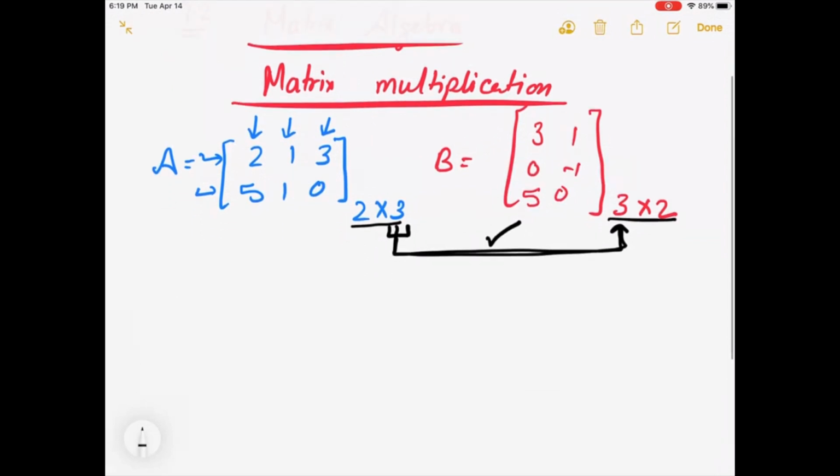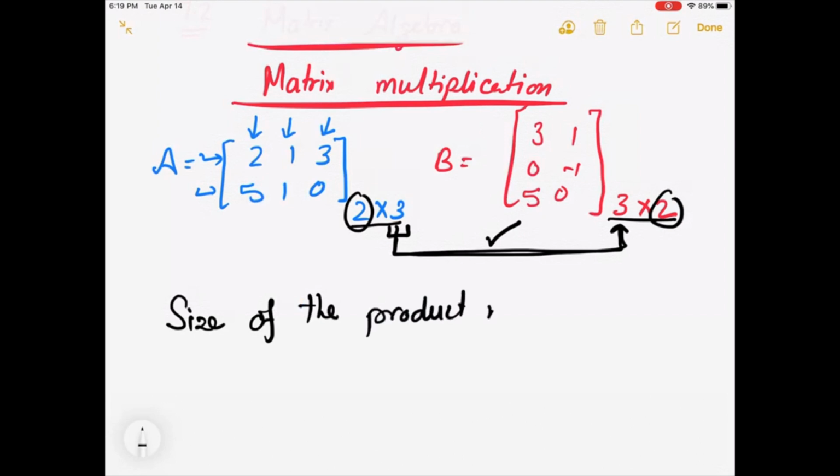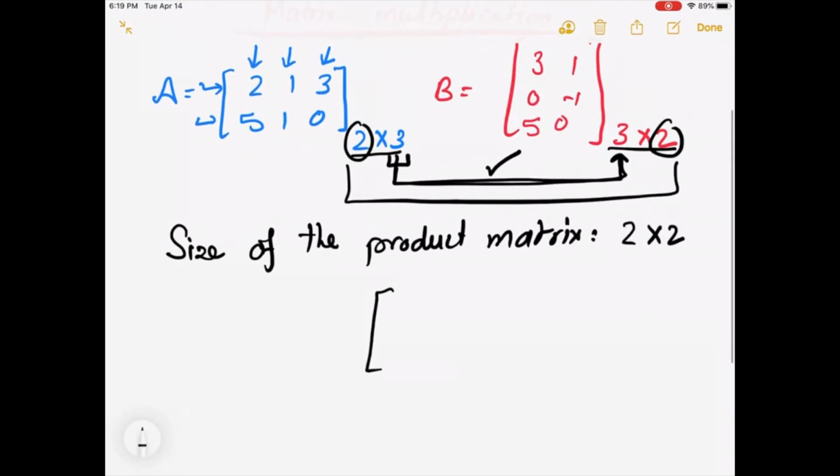Once you check that, what about the outside numbers? The outside numbers give you the size of the answer matrix. So the size of your product matrix comes from these outside numbers. The size of your answer matrix would be 2 by 2, meaning your product would have 2 rows and 2 columns.